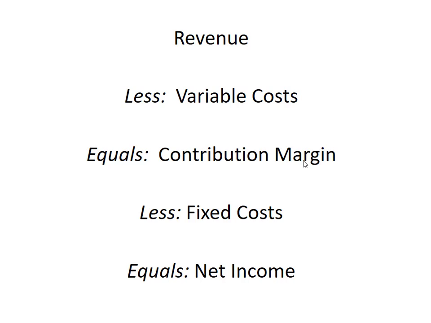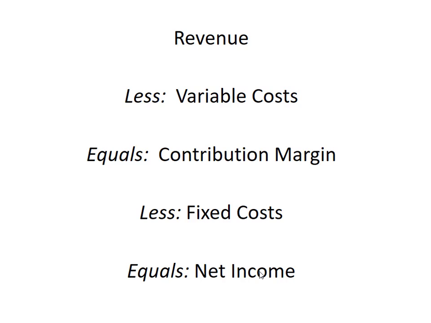The contribution margin is what's left over after we have paid for all the variable costs that were necessary to produce the revenue. Then from the contribution margin, we can subtract out our fixed costs, and after we subtract out our fixed costs, we hopefully end up with some form of net income.